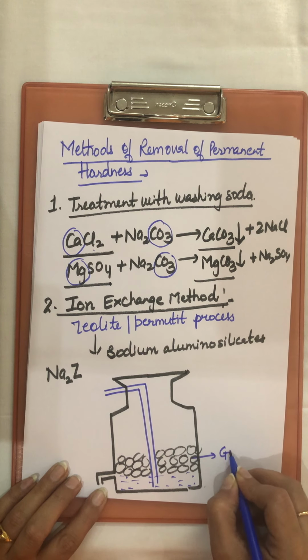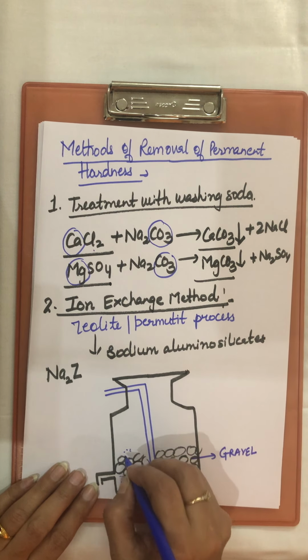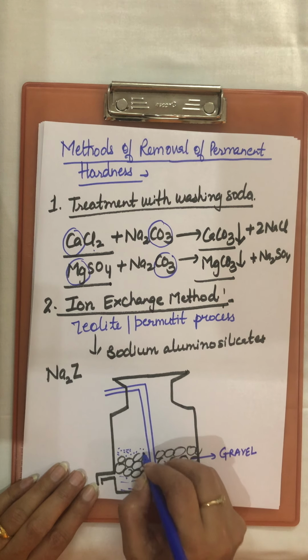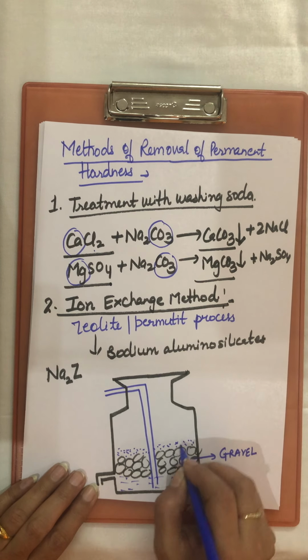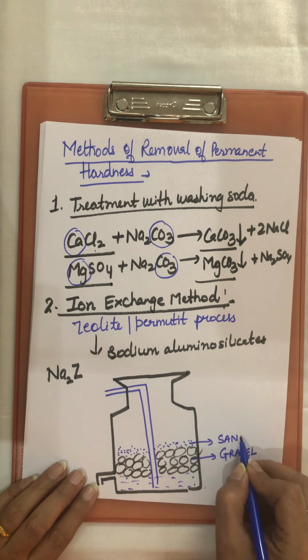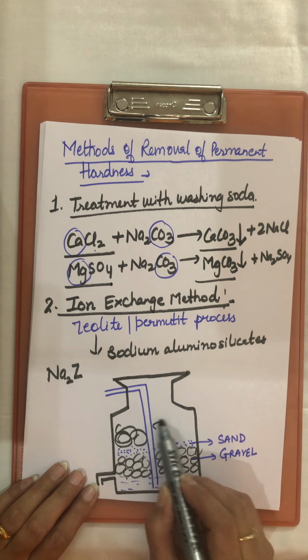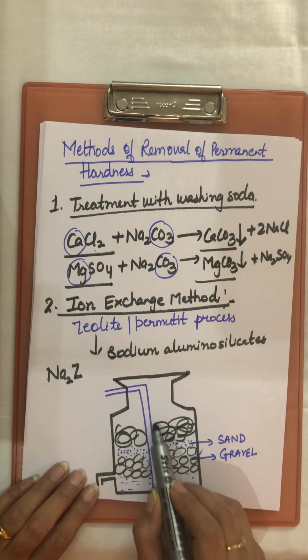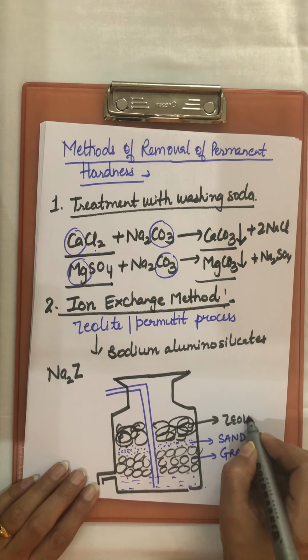Gravel. Above the gravel there is a coarse sand, rough sand, coarse sand is packed here. Above sand we have to pack this zeolite, or it's a permutit, which is packed here. Zeolite is packed here.